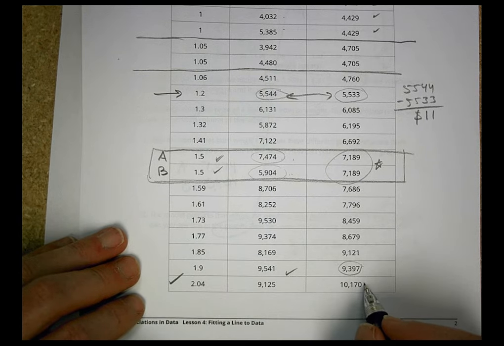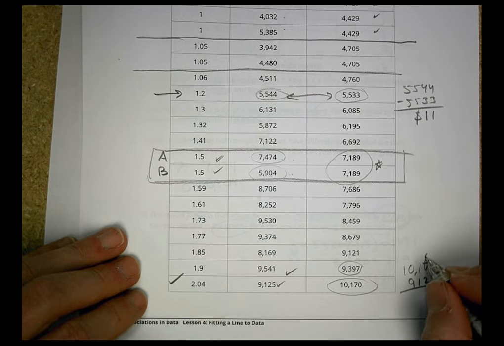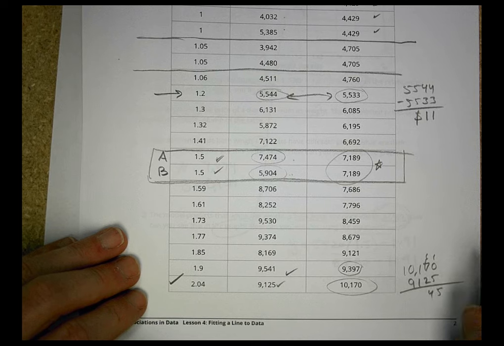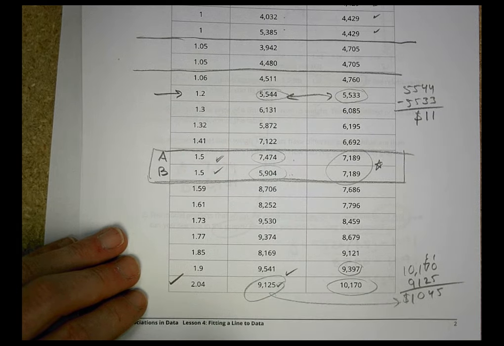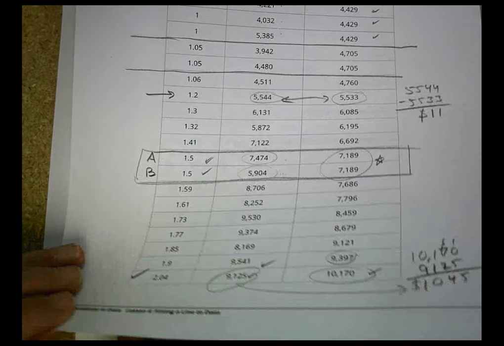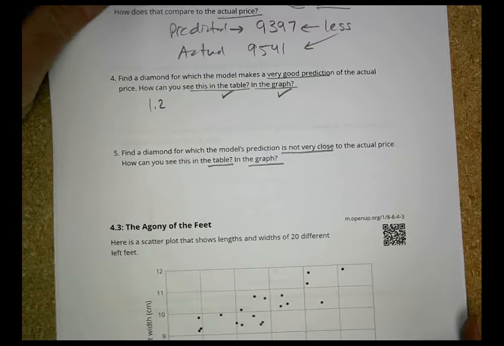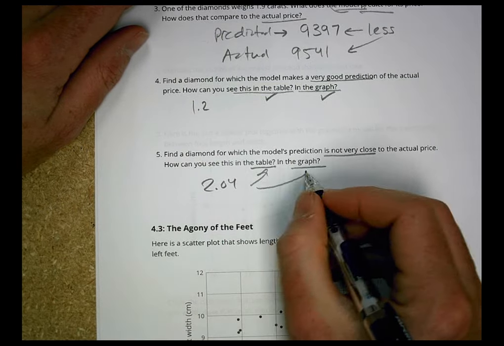Now it should have been $10,170 in its value, but it ended up only being $9,125. So the difference there was it was off by, in this case here, $1,045 less than what it should have been, right? That's a big difference. So it should have been worth $10,000, but it was only worth $9,000 because of the issues that it had with it there. So that's an example for one where the prediction was not very close to the actual price. So I would use the 2.04 model, and that's what we talked about there.